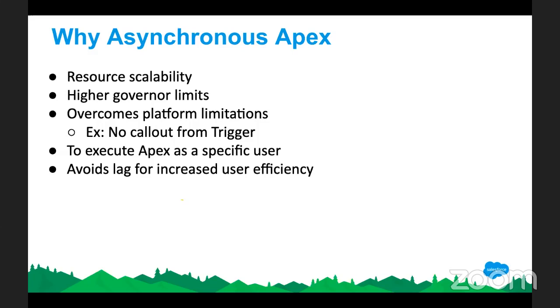So in that job, in that time, we can run a background job in that specific user's context. Avoids lag for increased user efficiency. When there are lots of background items, lots of synchronized items happening that are not necessarily to be completed immediately, the user will have a lagging time and will have to wait. So at that time, we can push those. Identifying those tasks is a big skill. We should push those to asynchronous Apex.